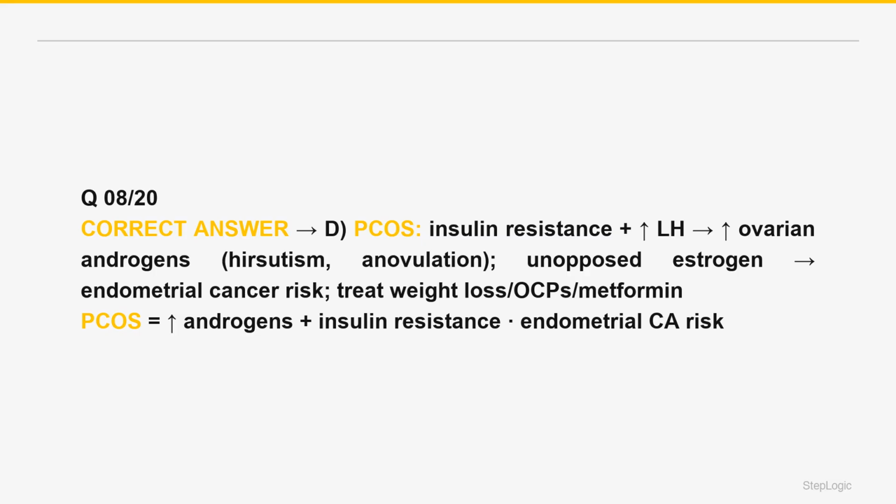Management. First line: combined oral contraceptives regulate cycles, protect the endometrium, and lower androgens. Metformin is an insulin sensitizer, and letrozole or clomiphene are used for fertility. The insulin resistance and androgen excess syndrome with endometrial cancer risk is PCOS.